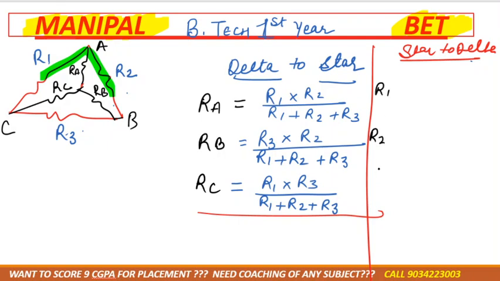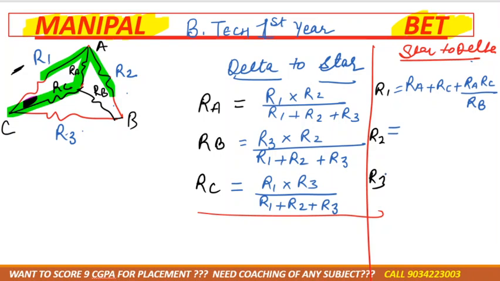R1, R2, R3. Now as you can see, R1 is connected from RA and RC. Yes or no? RA and RC. So it would be RA plus RC plus RA into RC divided by the rest of the term, RB. Now similarly, you tell me for R2 and R3.